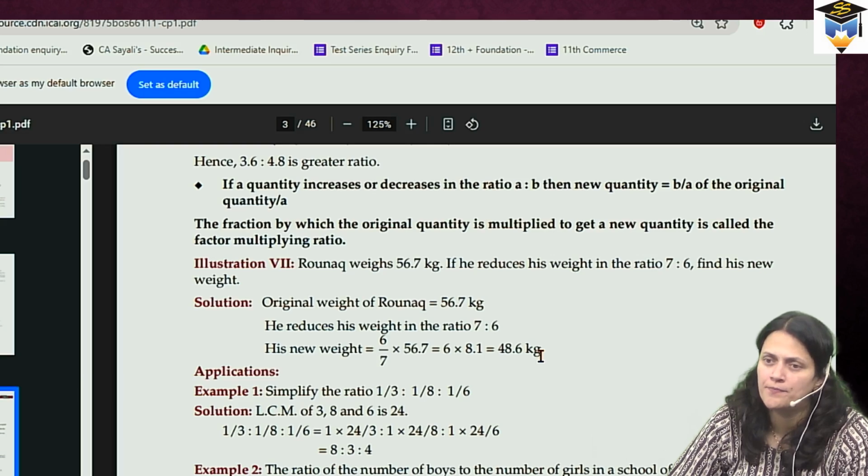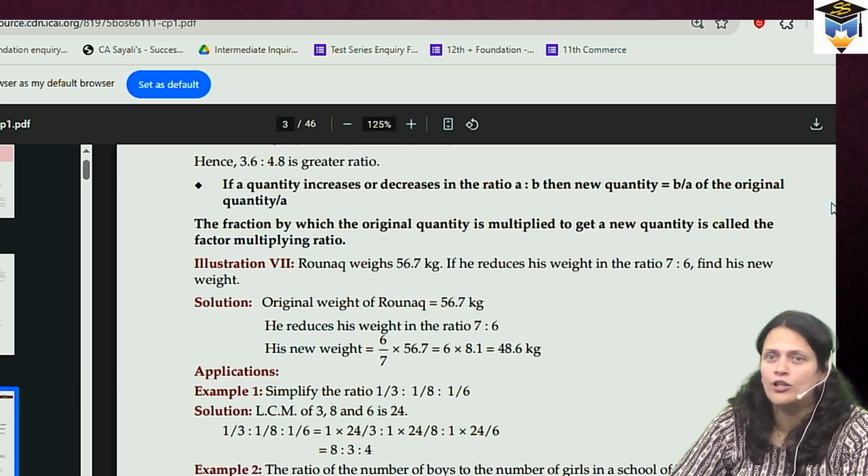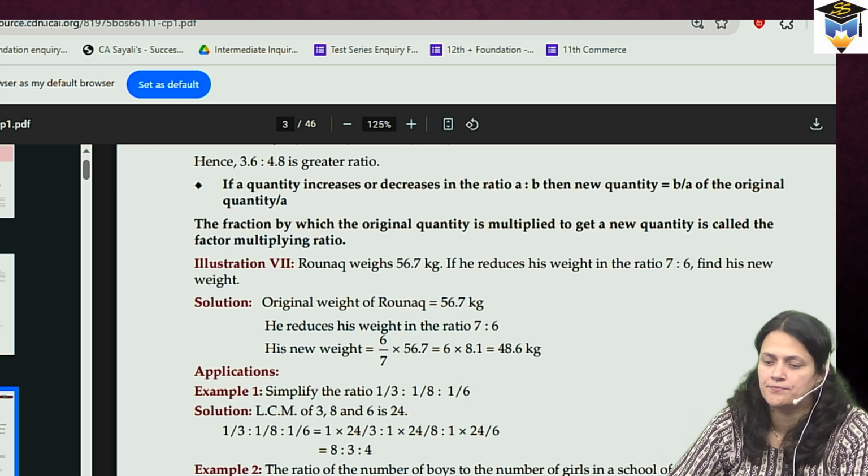Understood this part? Write this example down. Write this property, that if a quantity increases or decreases in the ratio A is to B, then the new quantity is equal to B upon A of the original quantity. So is the ratio part clear up till now? Everything?